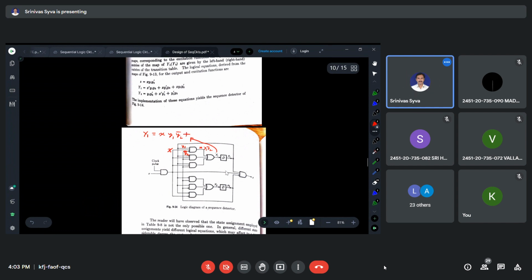Similarly, from this AND gate, you will get another expression, okay. So this expression here, it is implemented. So here it is, this is y1, okay. So it is taken back y1. So you can understand this diagram based upon these three equations, okay. The sequence detector.